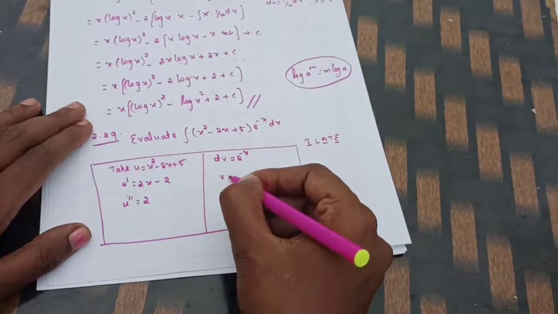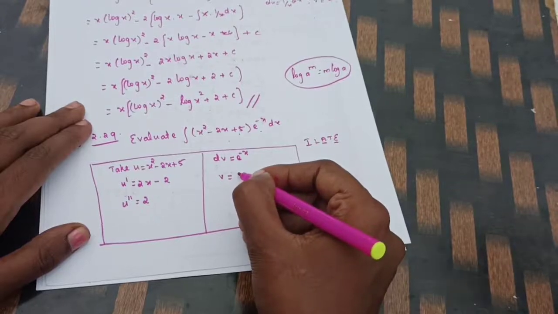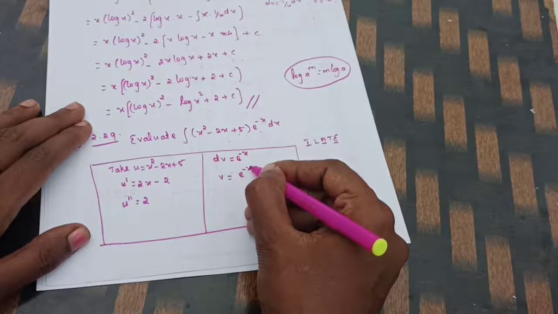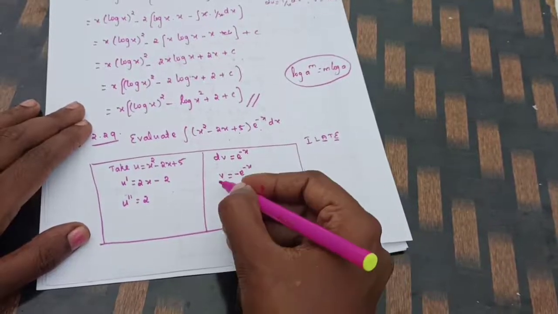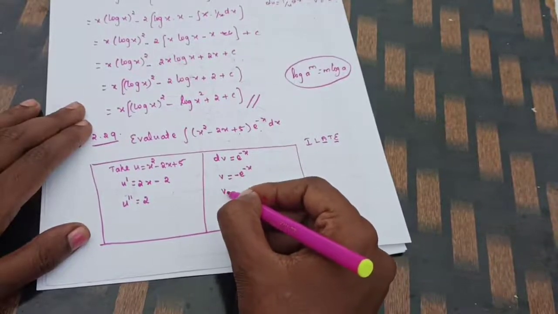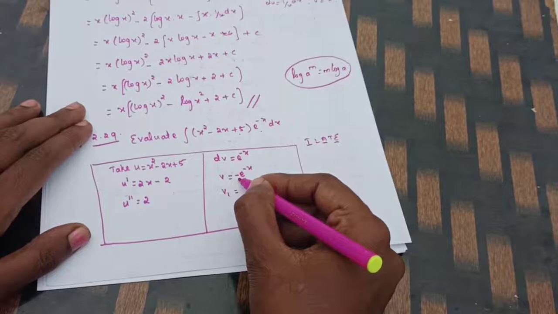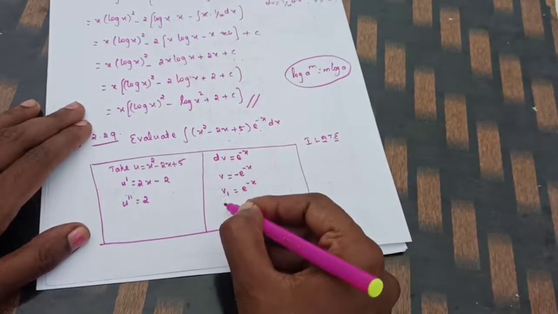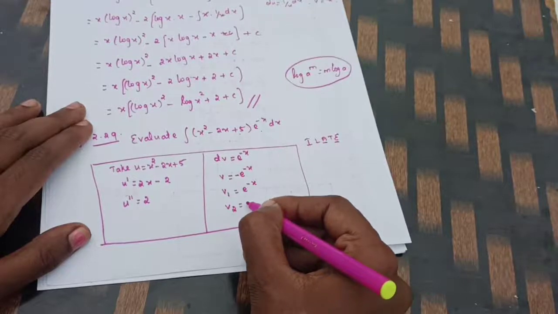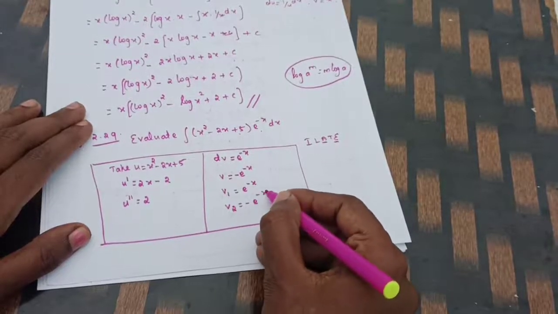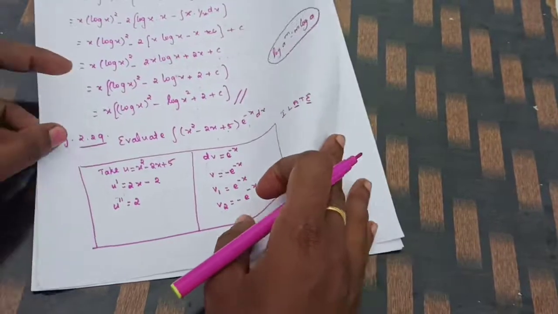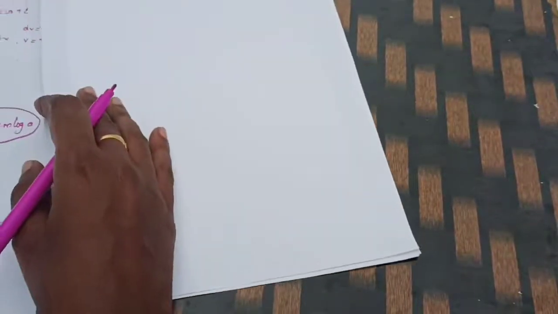Now v: integrating one time, what will happen? e power minus x divided by minus 1, that is minus e power minus x. Then again integrating, v2 is, minus of minus, e power minus x. Then again integrating, minus e power minus x. It goes on alternately like this. Okay, so now we can substitute in that formula.